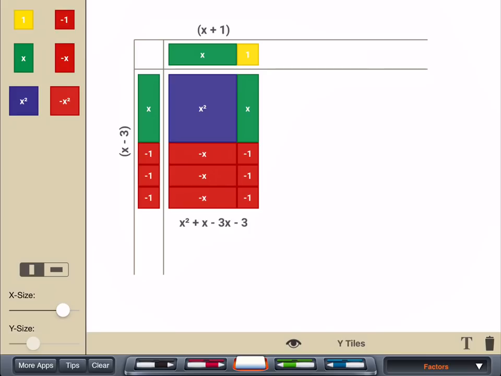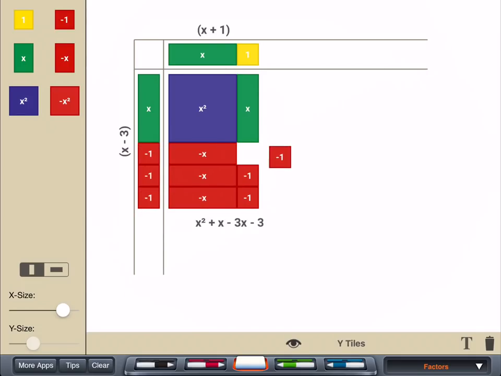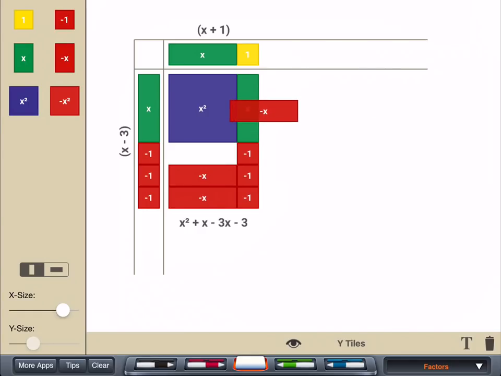So now this tells me that my area would be x squared plus 1x minus 3x and then minus 3. Now, we could combine a positive 1 and a negative 1. Those two would be 0. And so I'd only have 2x remaining. Okay? So that's what we want to do.